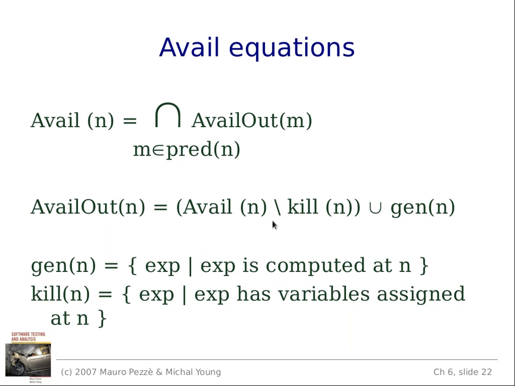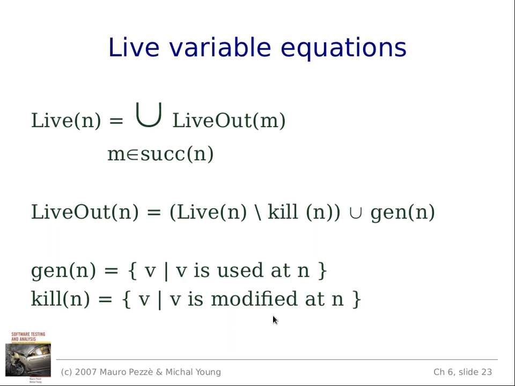The rest of the definition is pretty much the same. The availability minus the killing, union with anything that's been created, and then exp where it's computed at n, and then kill is the same thing. Live is going to be a little different. Live is basically telling you what variables have been modified recently.